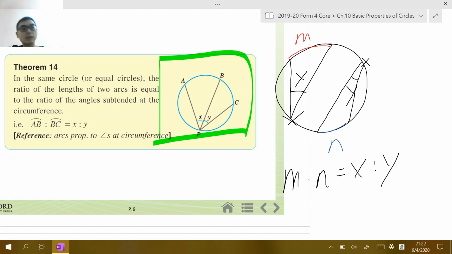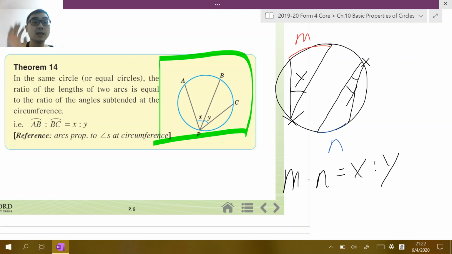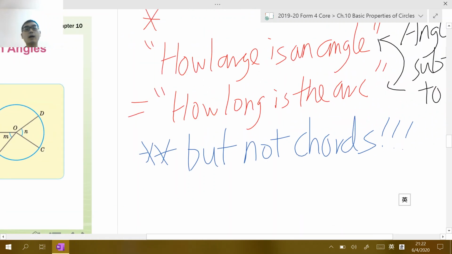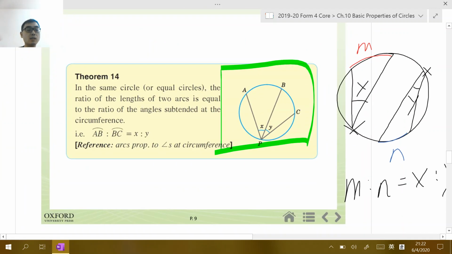So it becomes, okay, corresponding to how large the angle is. Please get this very important idea: how large an angle is, is how long the arc is. Okay, so this is the end of this session.